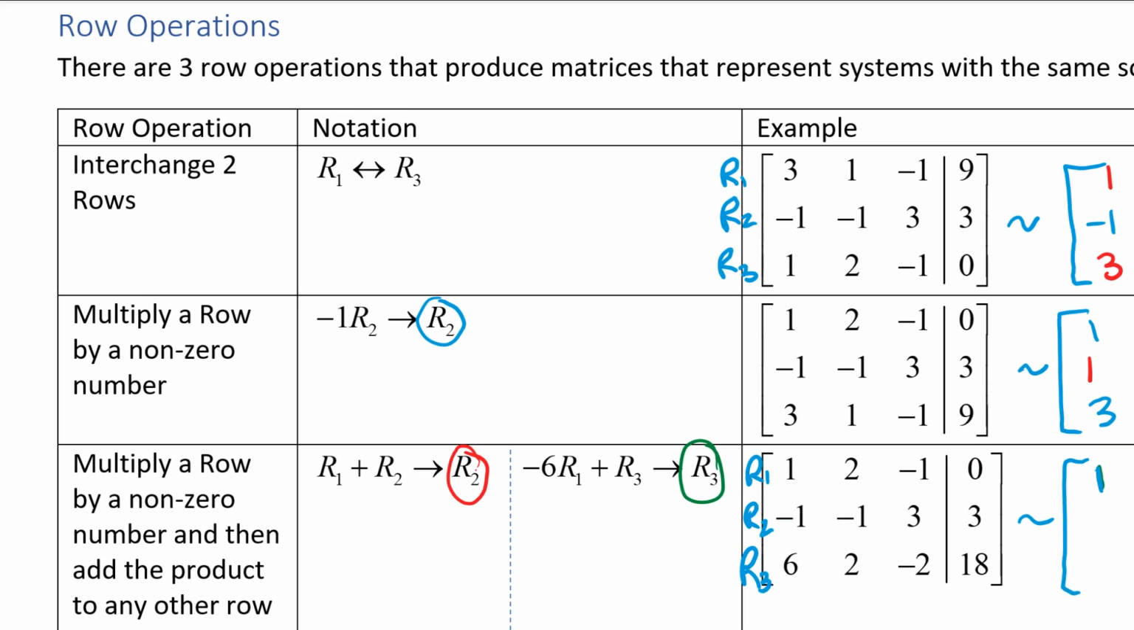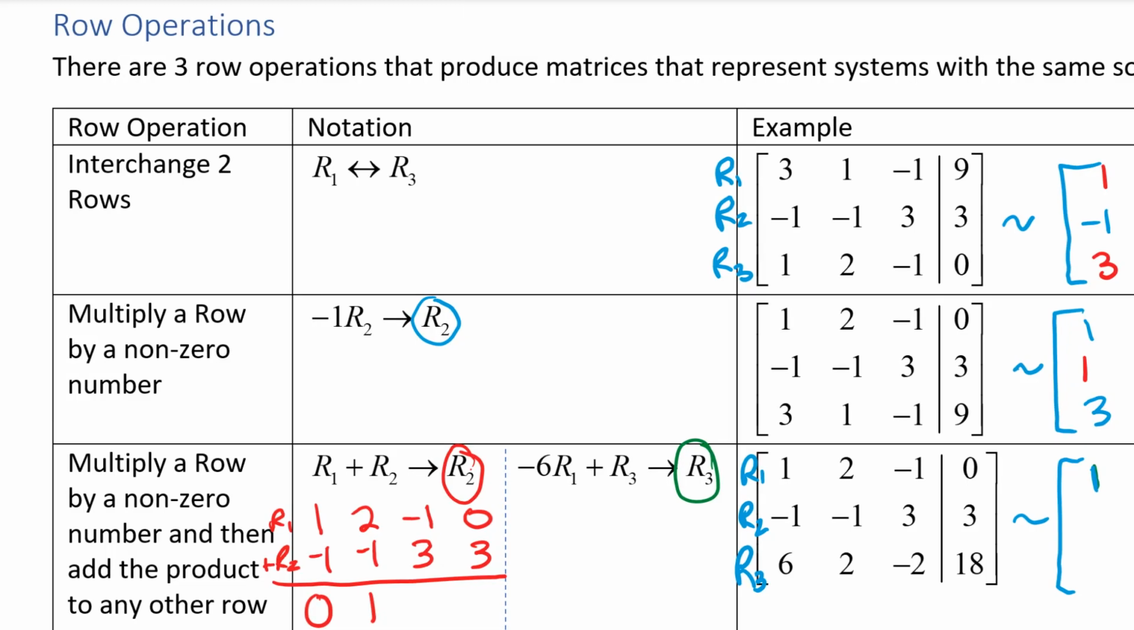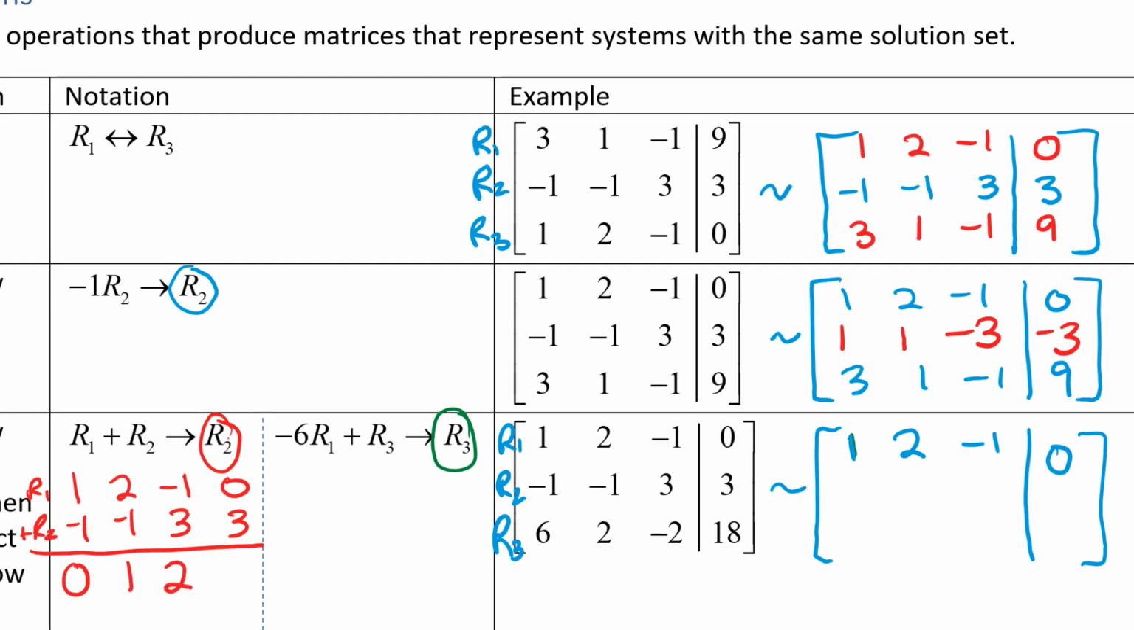So I'm going to do row 2 in red. I'm going to do the work right underneath the row operation. So it says row 1, which I'm going to write over here, 1, 2, negative 1, 0. This is row 1. And I'm adding row 2 to it. And row 2 is negative 1, negative 1, 3, and 3. And when I add down, I get 0, 1, 2, and 3. So 0, 1, 2, and 3 go into row 2.